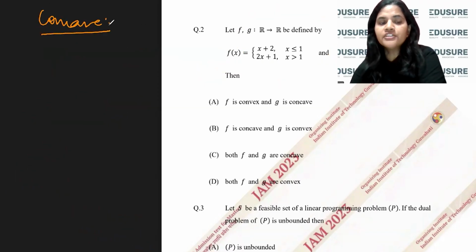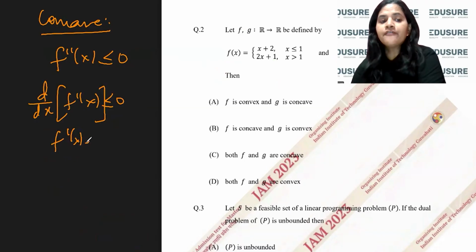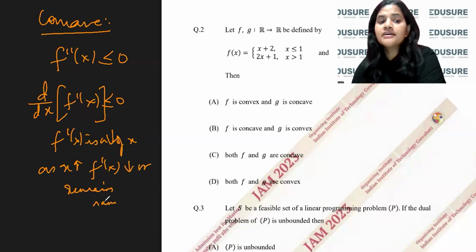Now similarly, the calculus definition of a concave function. What is a concave function? A concave function is one whose second derivative is less than or equal to 0. That means d by dx of f dash x is less than or equal to 0. That means f dash x is a decreasing function of x. That means as x increases, f dash x decreases or remains the same.